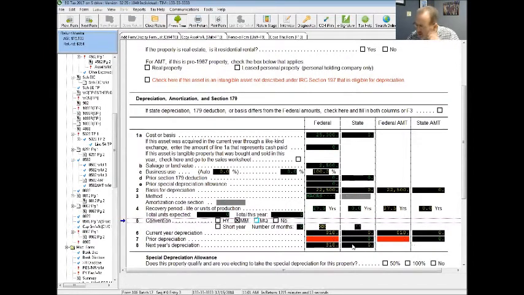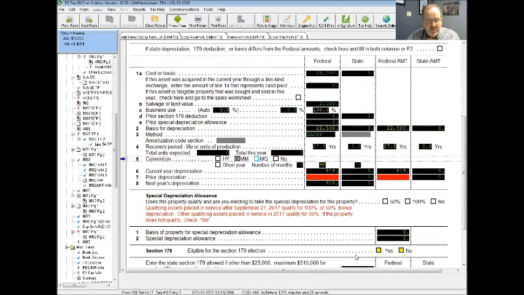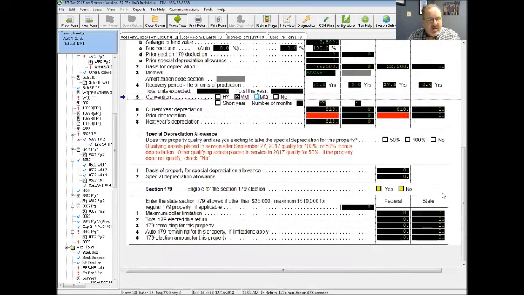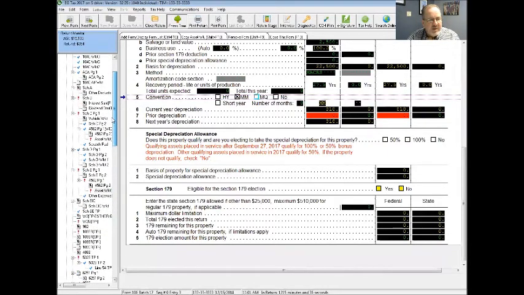Prior depreciation, you get to do those skills that I talked about during depreciation. You go find that little table that's in your workbook, and you bring that out, and you're able to calculate the prior depreciation. And obviously, this is the type of property where you cannot do special depreciation or Section 179.